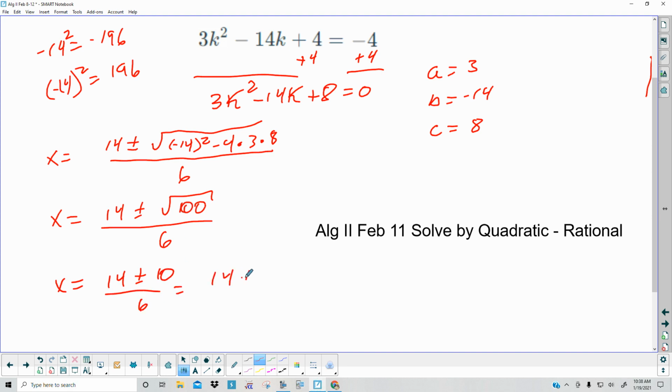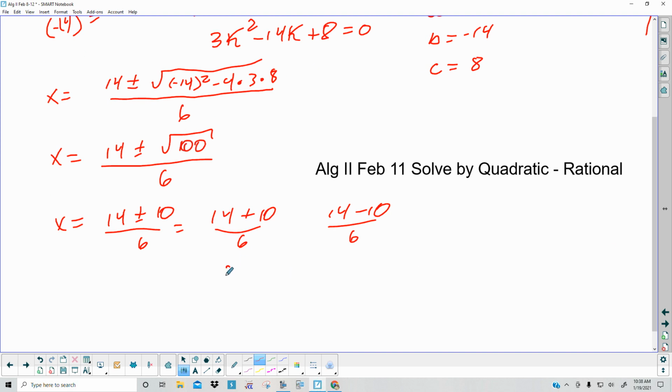So I have 14 plus 10 over 6, and I have 14 minus 10 over 6. Okay? 14 plus 10 is 24 over 6 is 4. 14 minus 10 is 4 over 6, which is 2/3. So those are your two answers. Okay? And that's the name of your assignment.